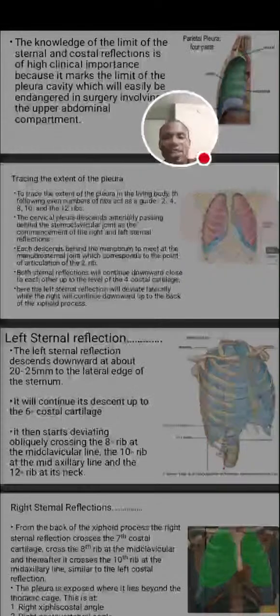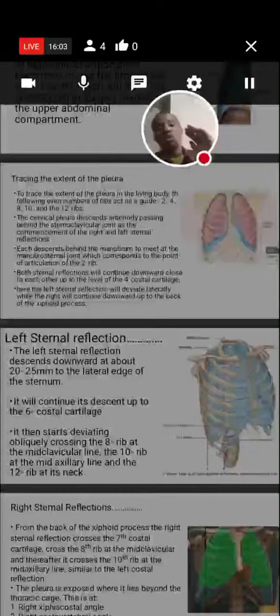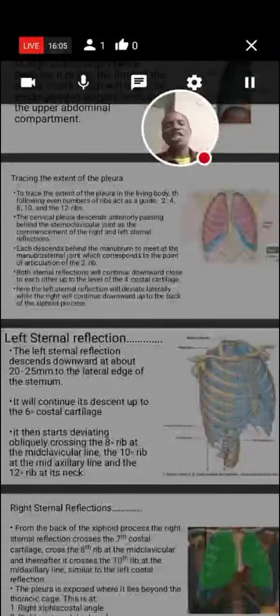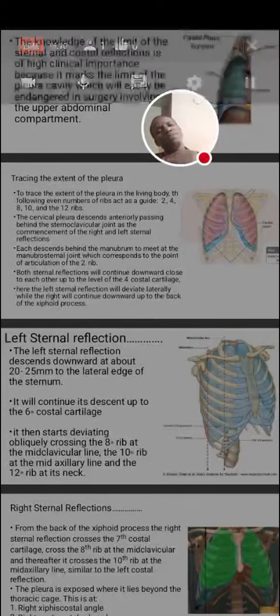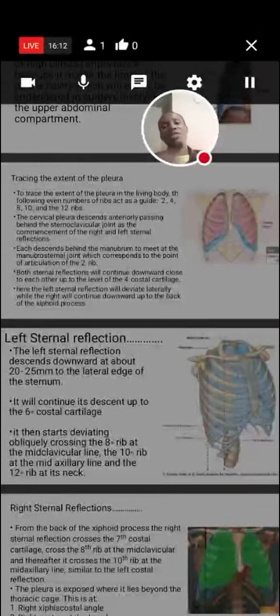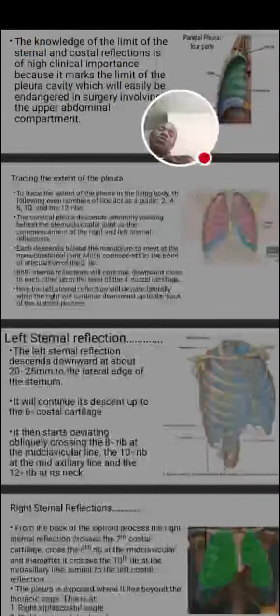Now, just a quick one. Tracing the extent of the pleura is very important. We traced it yesterday night. And why we trace is that if you want to extract fluid from the pleura, because the pleura is made up of the visceral and the parietal layers, in between them the serous fluid can reduce or increase. It can be pneumothorax. It can be pleural effusion.